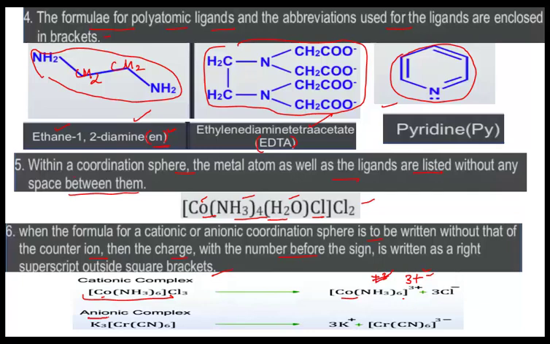For an anionic complex, K3 is cation and the complex will be anion. So when it is ionized or dissociated, what will happen? K3 counter ion is removed and we will get anion as the complex. So you can see Cr(CN)6 and then 3 negative. So we have to specify this charge on the species. Okay. So these were the rules for writing the formula of the species.